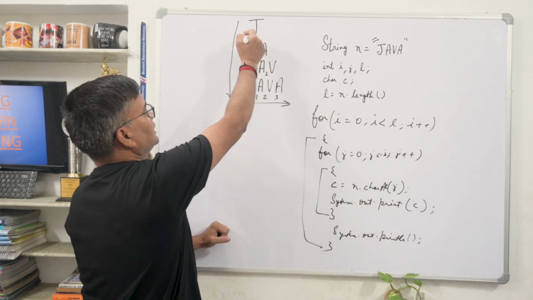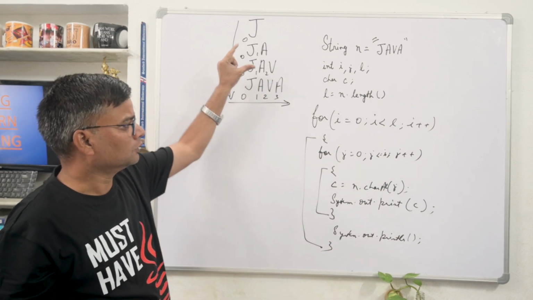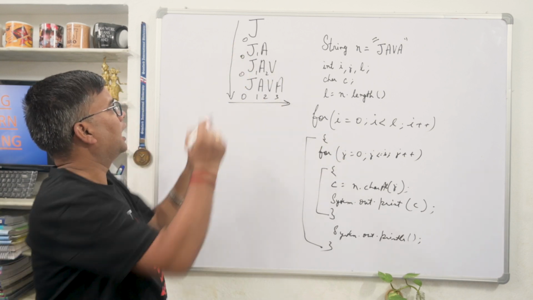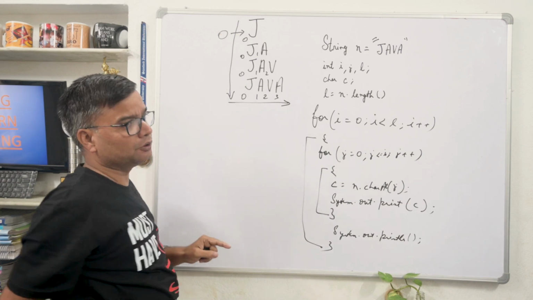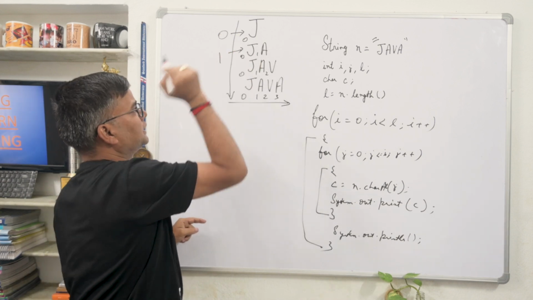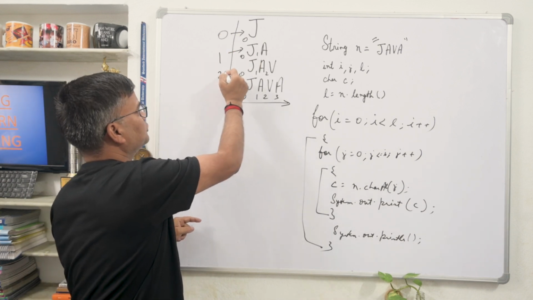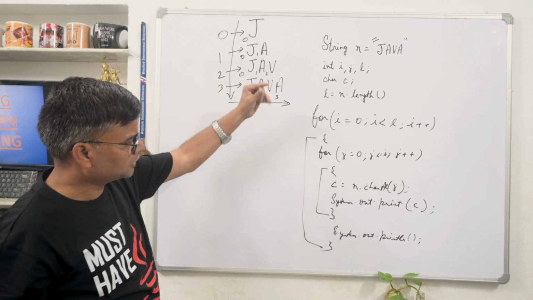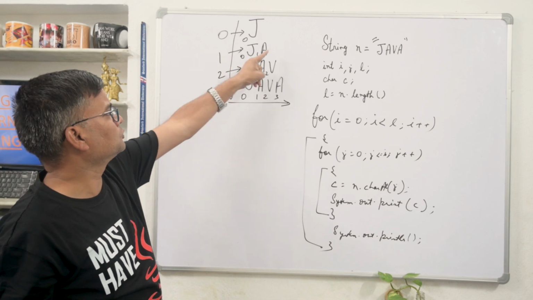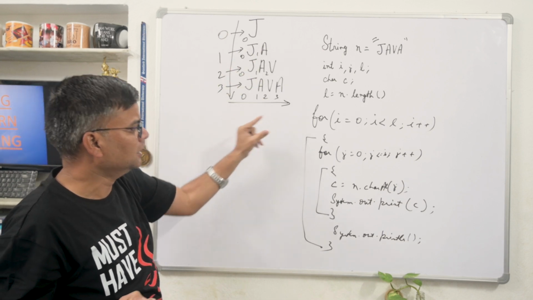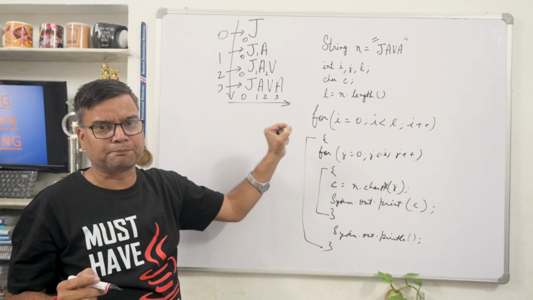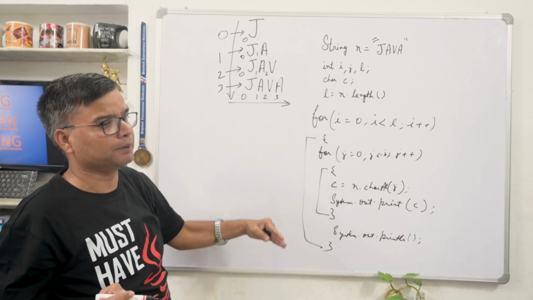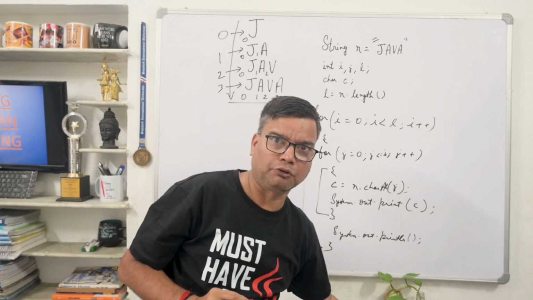So what happened here? When i was 0, it began from 0 and it is going till 0. i is 1, began from 0, went till 1. i is 2, began from 0, went till 2. i is 3, it begins from 0 and goes till 3. So 0 to 0, 0 to 1, 0 to 2, 0 to 3. Inner loop System.out.print, outer loop System.out.println. So this will be printed. I hope it is clear to all of you.